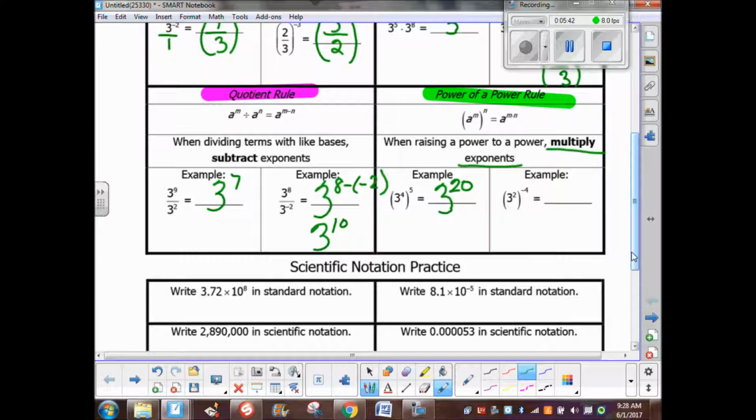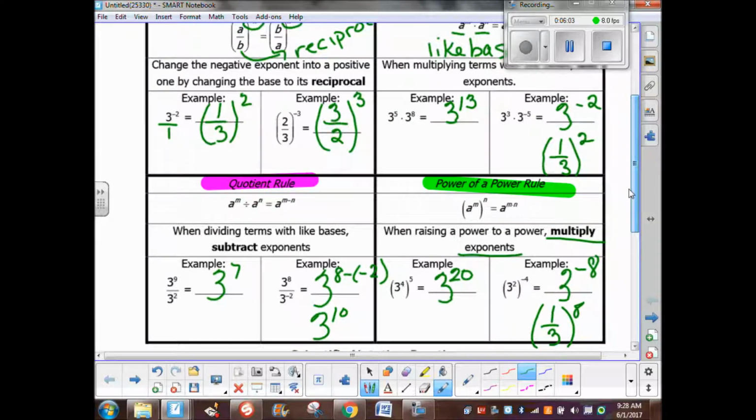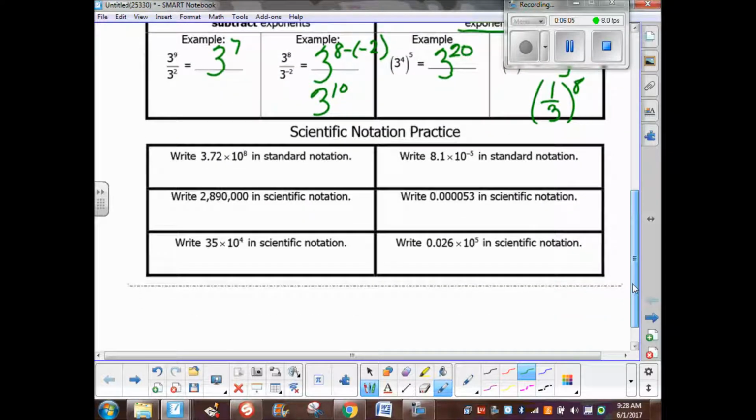3 to the second to the negative 4. An exponent to an exponent. Roman. 3 to the negative 8. And who can put that with a positive exponent? Who can make 3 to the negative 8? Sarah. 1 over 3 to the 8th. Okay. All right, so that's exponents. Pretty simple. Now let's talk scientific notation.